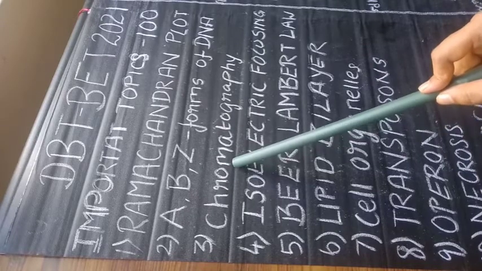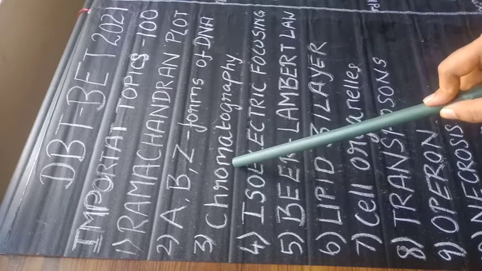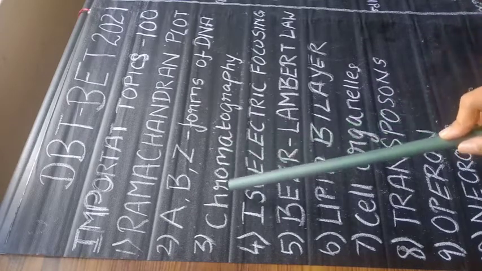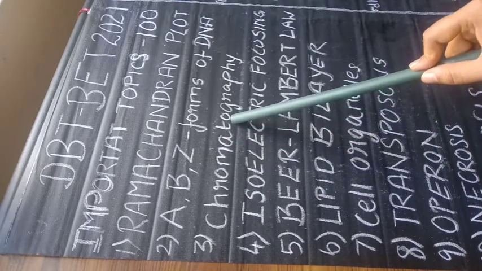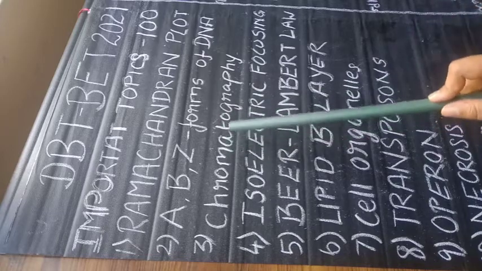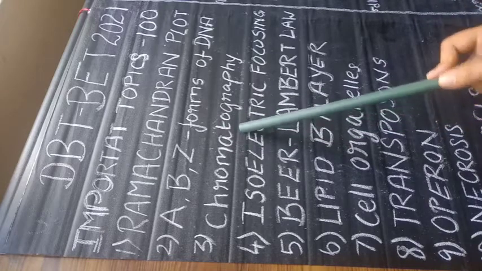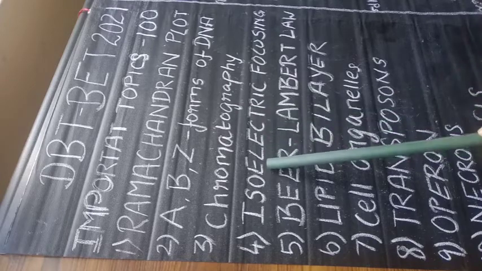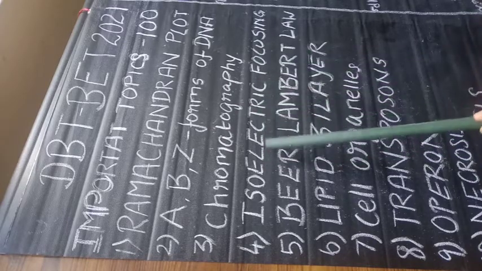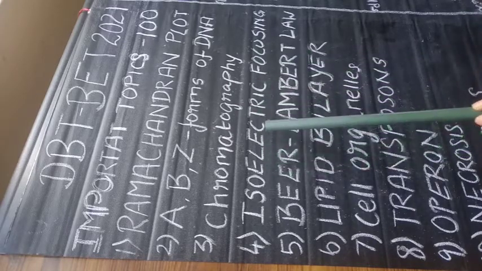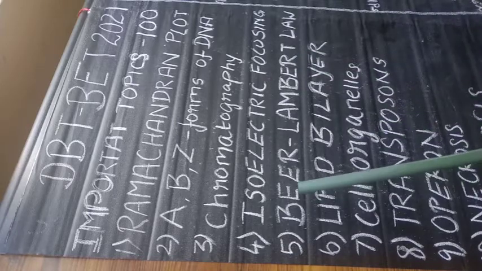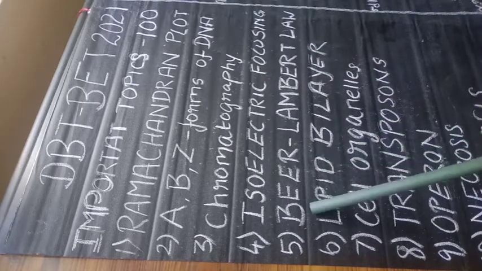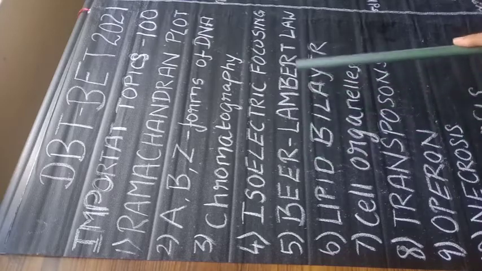Next is chromatography. This chromatography will come in methods in biology. Okay, it is in unit number 2 in page number 2, friends. In this chromatography, you should know about ion exchange chromatography, gel filtration chromatography, and affinity chromatography. Next is isoelectric focusing. You just need to know only the principle of isoelectric focusing. Beer-Lambert's law, you should know the Beer-Lambert's law formula, so that it will be helpful for you to solve problems, because at least 3 to 4 problems will come under this Beer-Lambert's law.